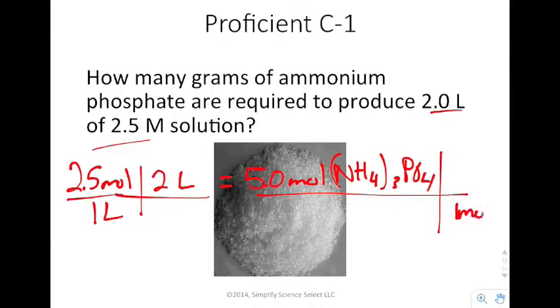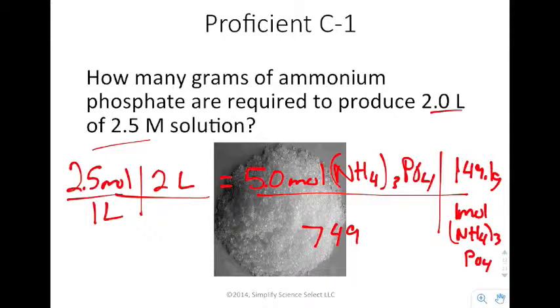So now I would use the molar mass of ammonium phosphate. I would say 1 mole of ammonium phosphate would be equal to, and then I would have to calculate the molar mass. Whenever you calculate the molar mass, you end up getting a value of about 149.1 grams. And so when you do this, you multiply it out, you get 745.5 grams.